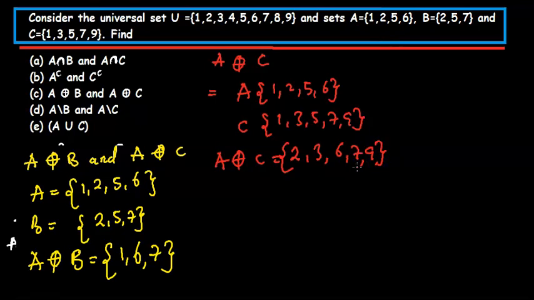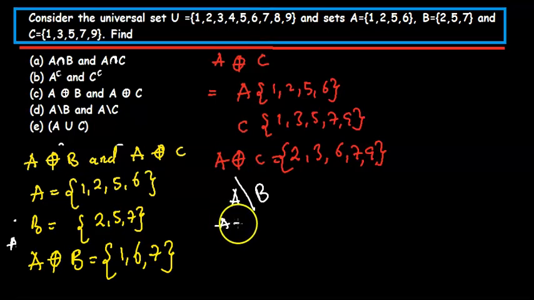Let's try the problem in D. In this case, we are given set difference. We are given A with the difference of B and A with the difference of C, and we are asked to find both. Let's say you are asked to find A with the difference of B. The set difference of A and B contains elements that are in set A but not in set B. That is what it simply means in simple terms.